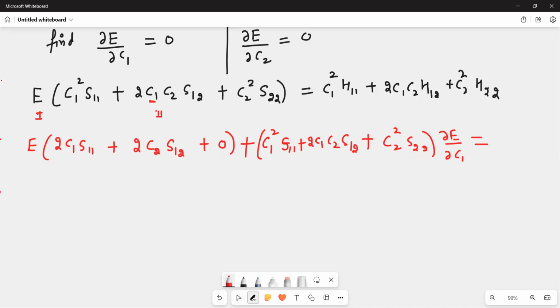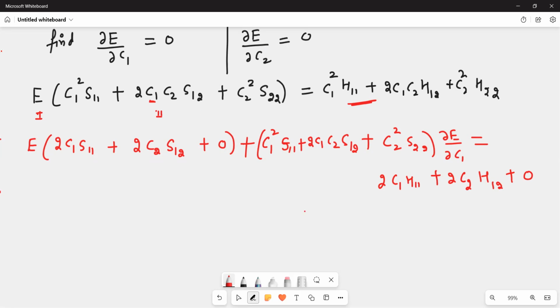Yeah, differentiation of this part. So I'm writing here 2C1 H11 plus 2C2 H12, and the differentiation of the third term will be 0. Okay. Is this clear, students? Is the differentiation step clear? You can ask if you have any doubt. Yes, students? Clear, ma'am. Okay.